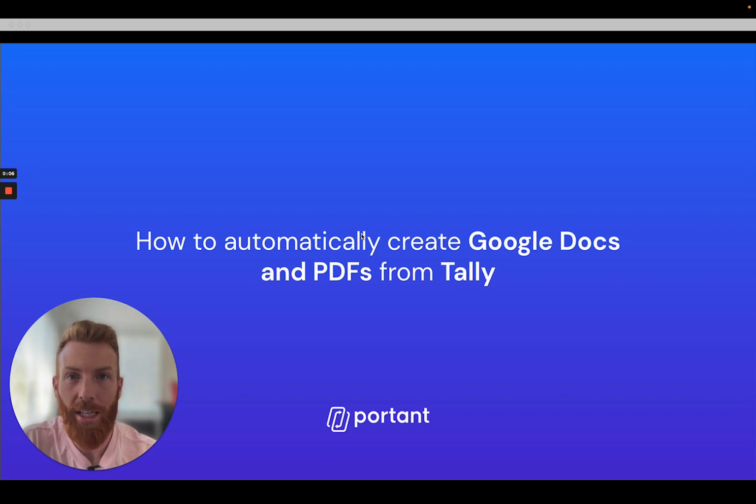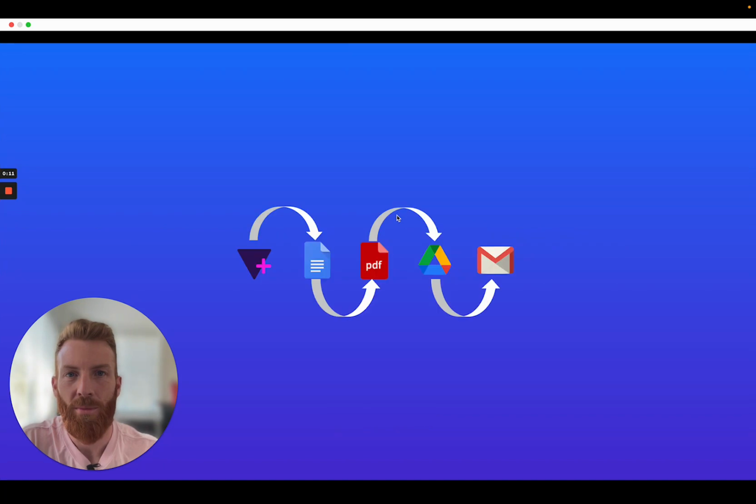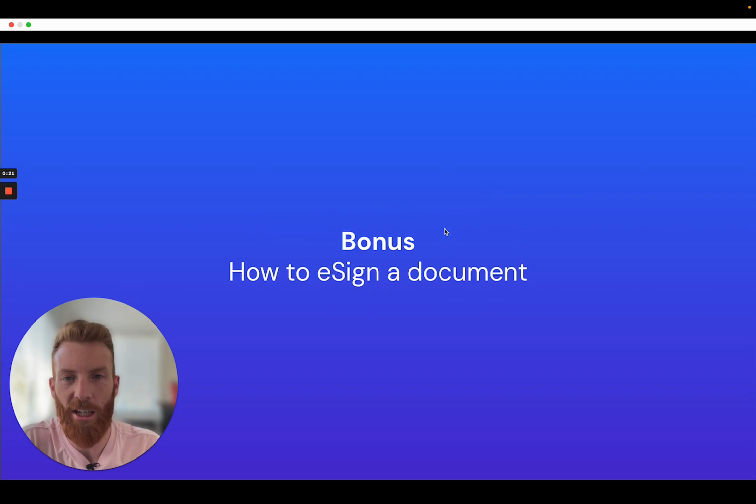I'm going to share with you how you can automatically generate Google Docs or PDFs every time a Tally form response is submitted. So we're going to take a Tally form response, run that through a Google Doc, and then generate a PDF, save that PDF in your Google Drive, and then even email it if you'd like. And as a little bonus, I'm also going to share with you how you can e-sign that document as well.